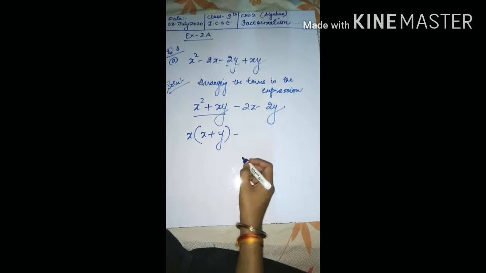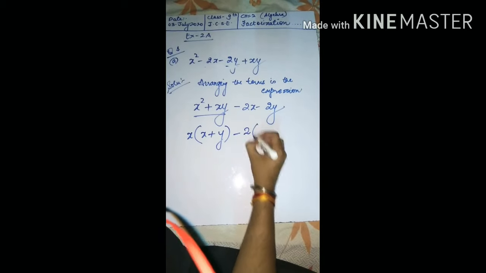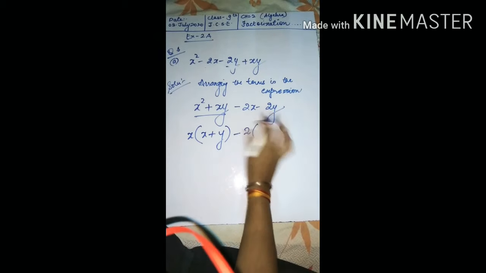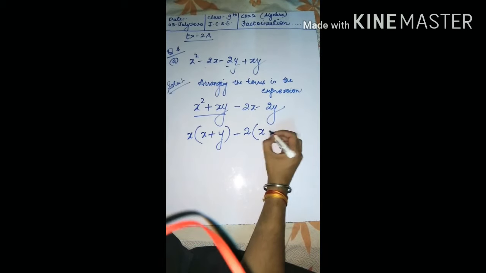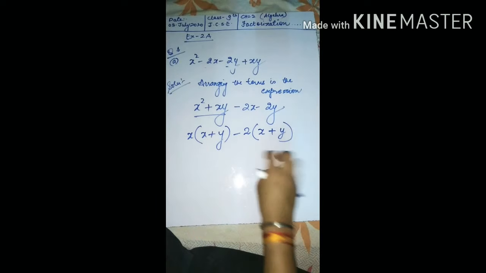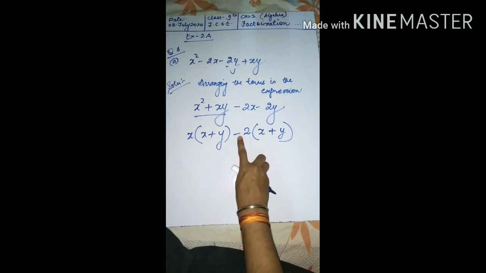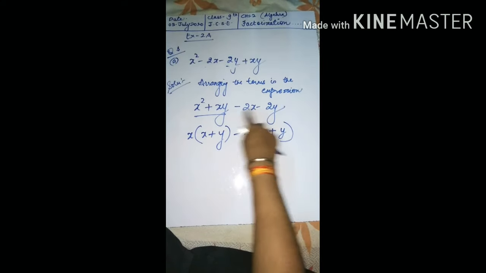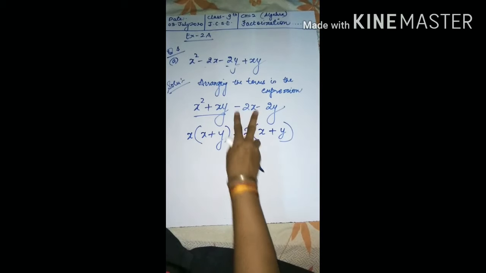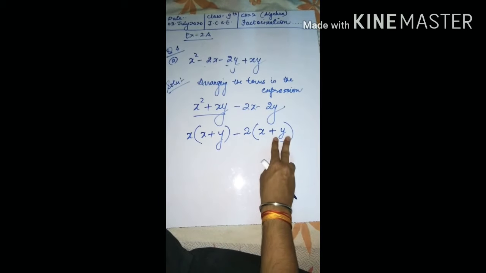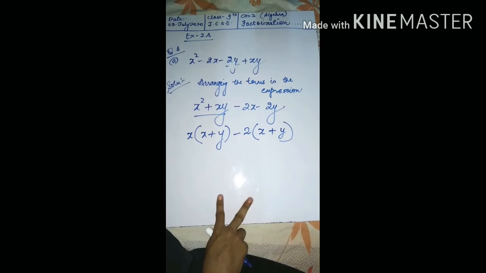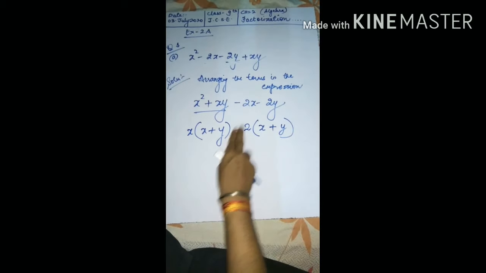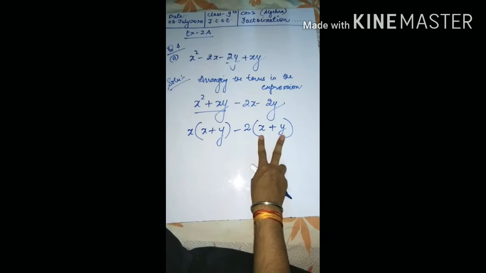And from these two, you can take minus 2 common. So if you take minus 2 common, you are left with positive x and here also positive y. Now if you don't understand this step, then multiply minus 2 inside, you will get this step again. See, minus 2 into x is minus 2x and minus 2 into y will give you minus 2y. So remember, when you take minus common, the sign becomes positive.